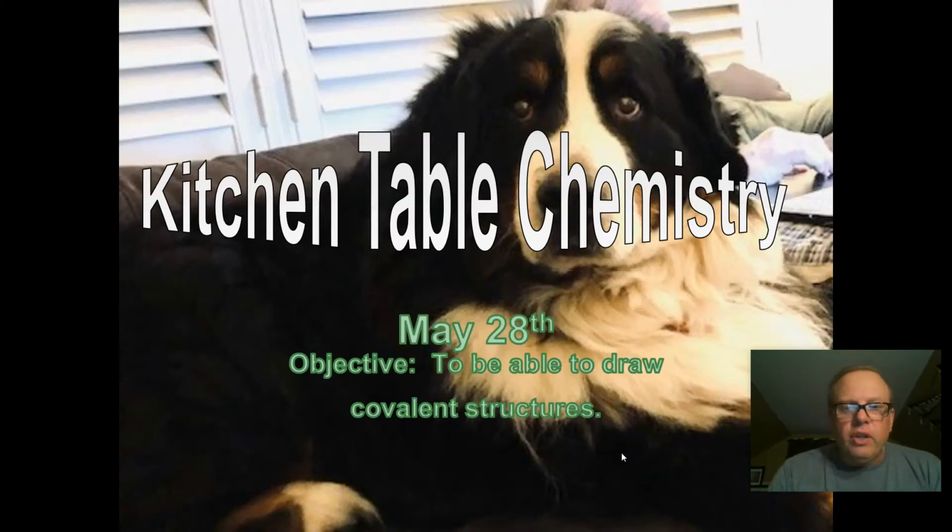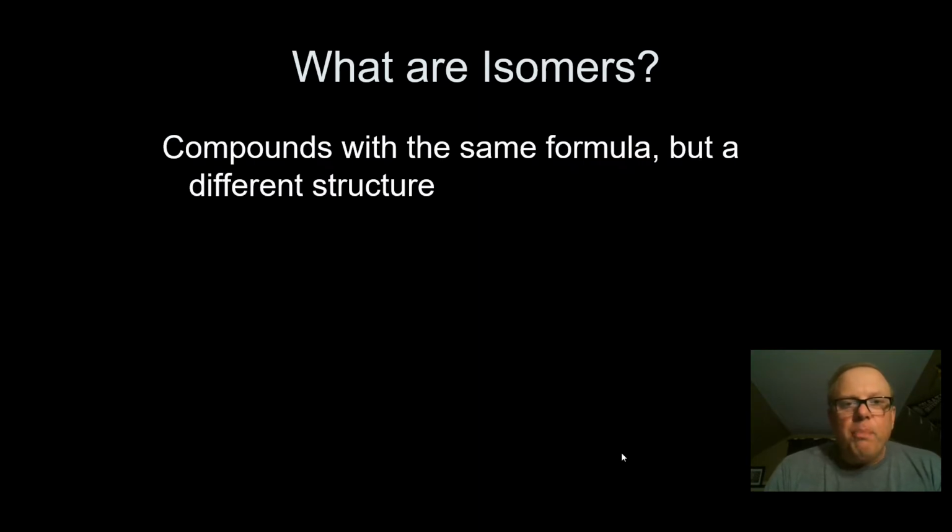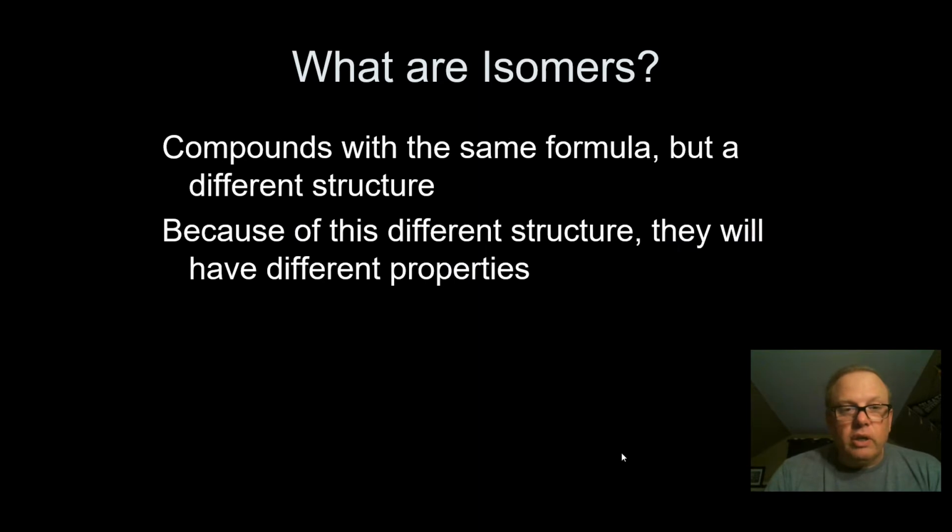It is the 28th. Today's objective is to be able to draw covalent structures again, and I'm going to add a few details and things to you here as we go. The formal idea today is what are isomers? Our definition of what isomers are is this: they are compounds with the same formula, but a different structure. So in other words, there might be two possible ways to draw something correctly.